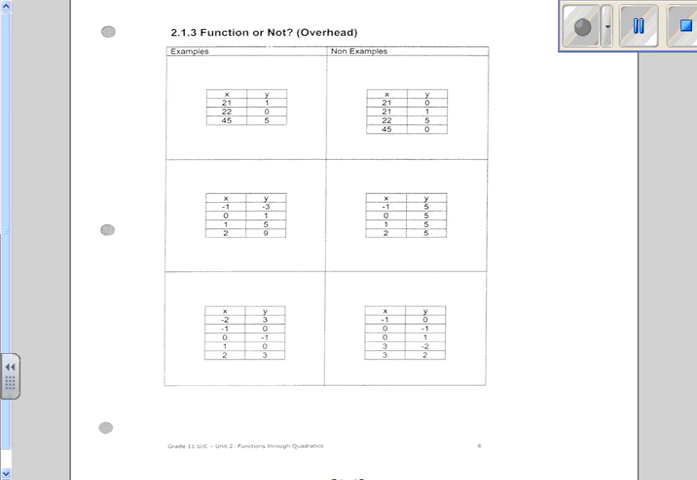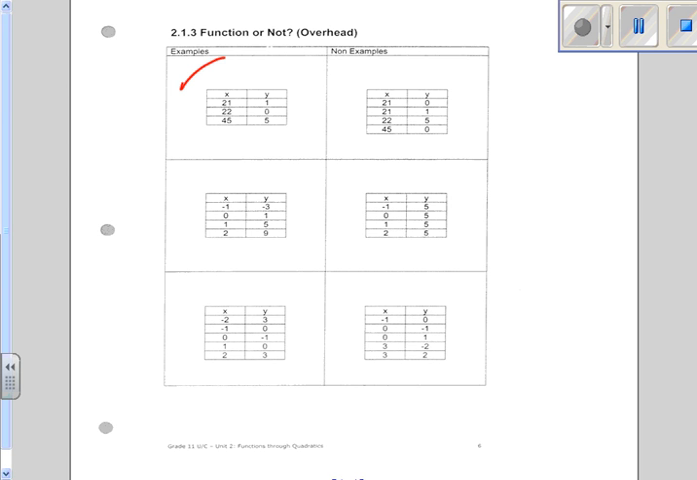Here's some examples and non-examples, and this one has a boo-boo on it. Let's see if you can catch it. We're looking at tables of values. For every x, there should be one y value for it to be a function. This one is a function. There are 3 different x values that have unique answers in the y column.